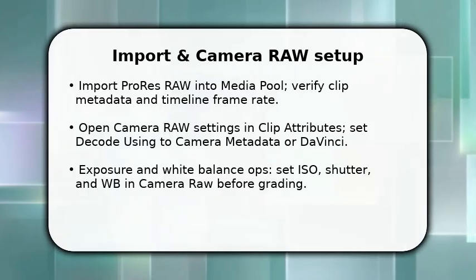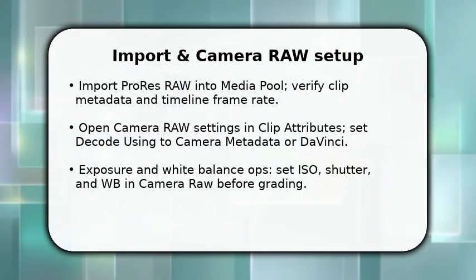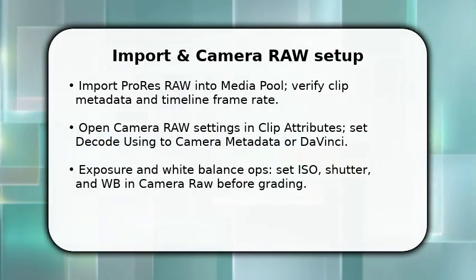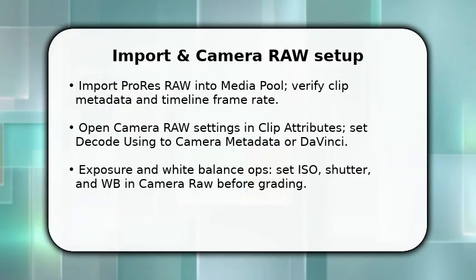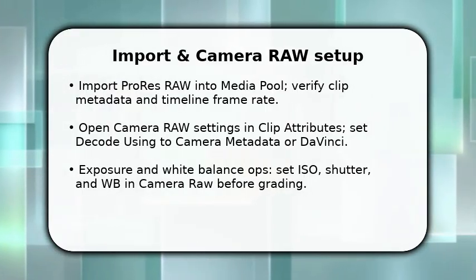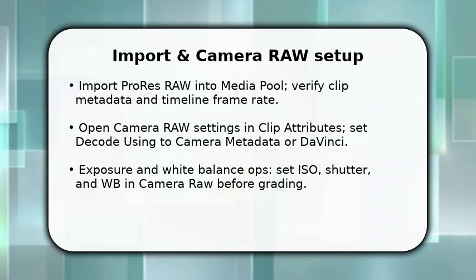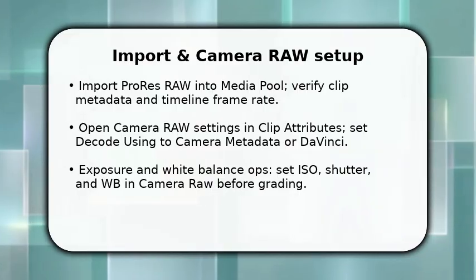You start by importing the ProRes RAW files and immediately checking camera RAW settings on the clip. Set decode using to camera metadata or DaVinci Resolve so the RAW controls unlock. Next, adjust exposure, ISO, and white balance inside camera RAW. This preserves highlight and shadow information.